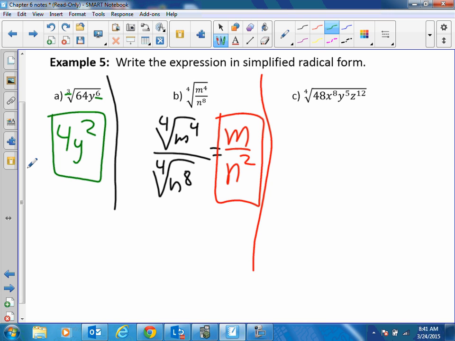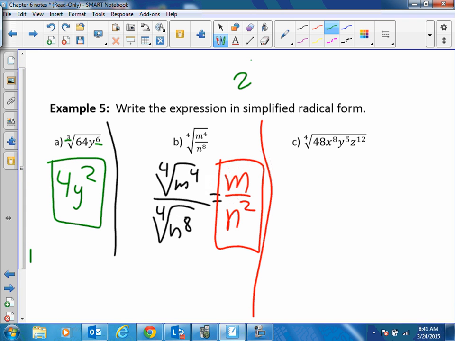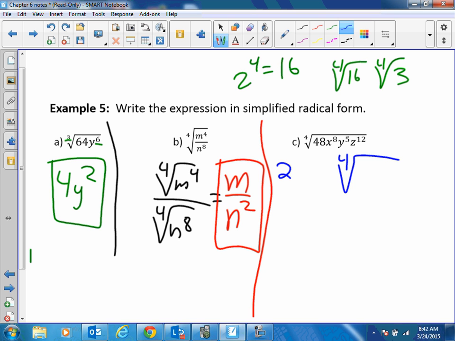The 4th root of 48. 48 is not a perfect 4th root. But if we look at perfect 4ths, think about it. 2 to the 4th is 16, so I know that 16 goes into 48, so I can break that down into the 4th root of 16 and the 4th root of 3, because 16 times 3 equals 48. The 4th root of 16 is 2, and then I have the 4th root of 3 right here. That's how I write that first part. If it's just the 4th root of 48, it'd be 2 times the 4th root of 3, but I'm leaving space for my letters.